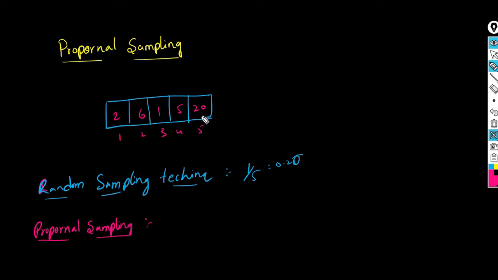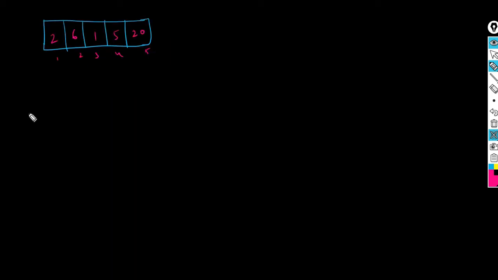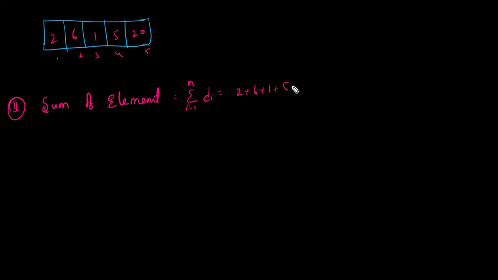Let's start with how we can achieve that. In the first step in proportional sampling, we find the sum of the elements in the list. The first step, we take the sum of elements, sigma i equal to 1 to n of di. We get 2 plus 6 plus 1 plus 5 plus 20, which is equal to 34.